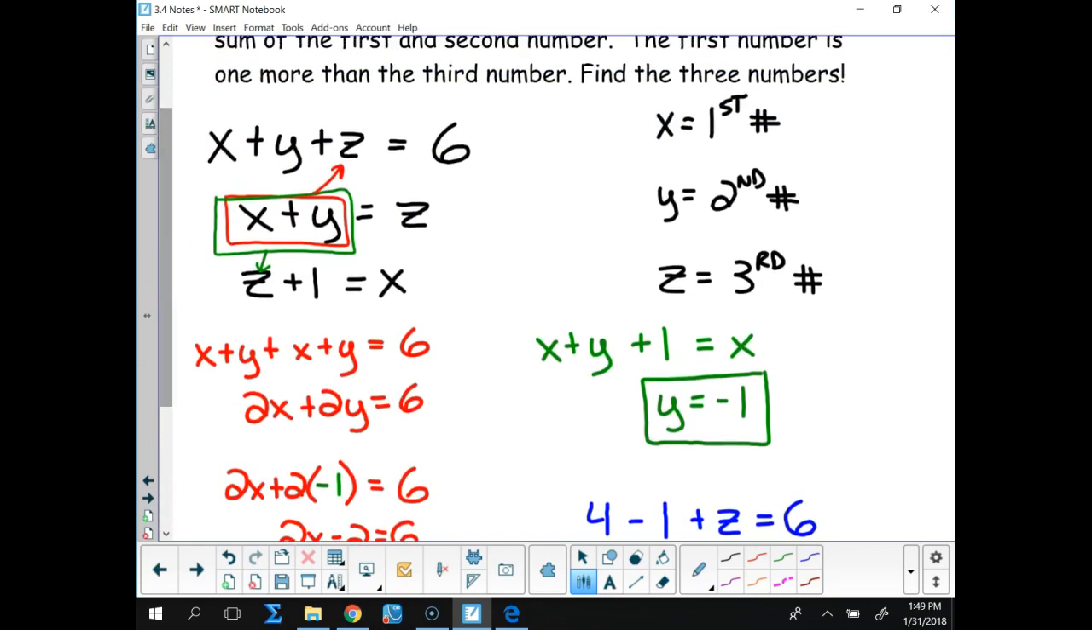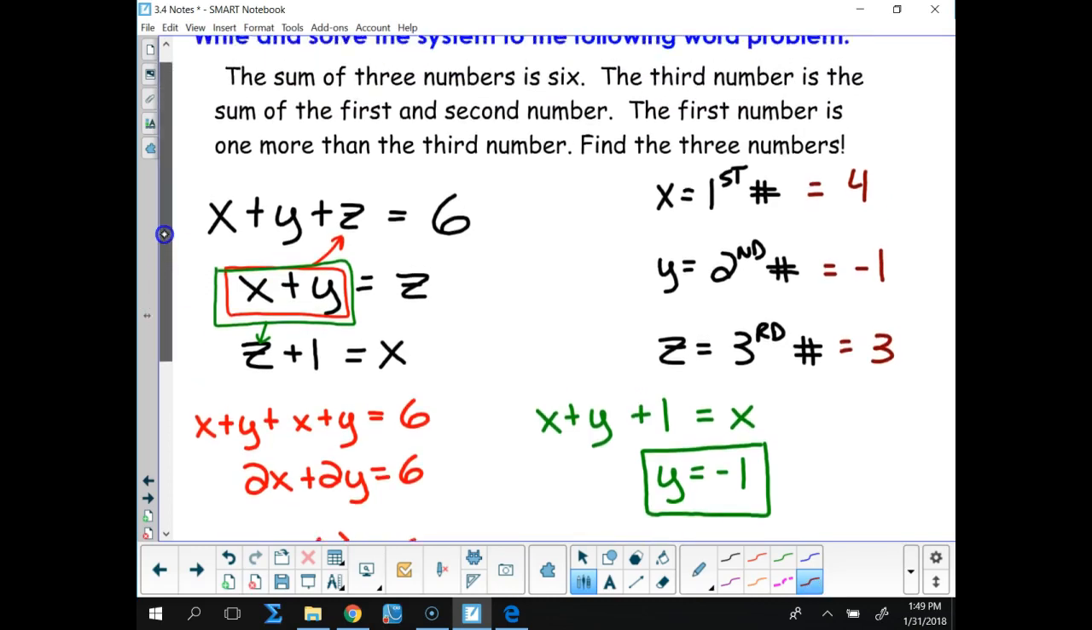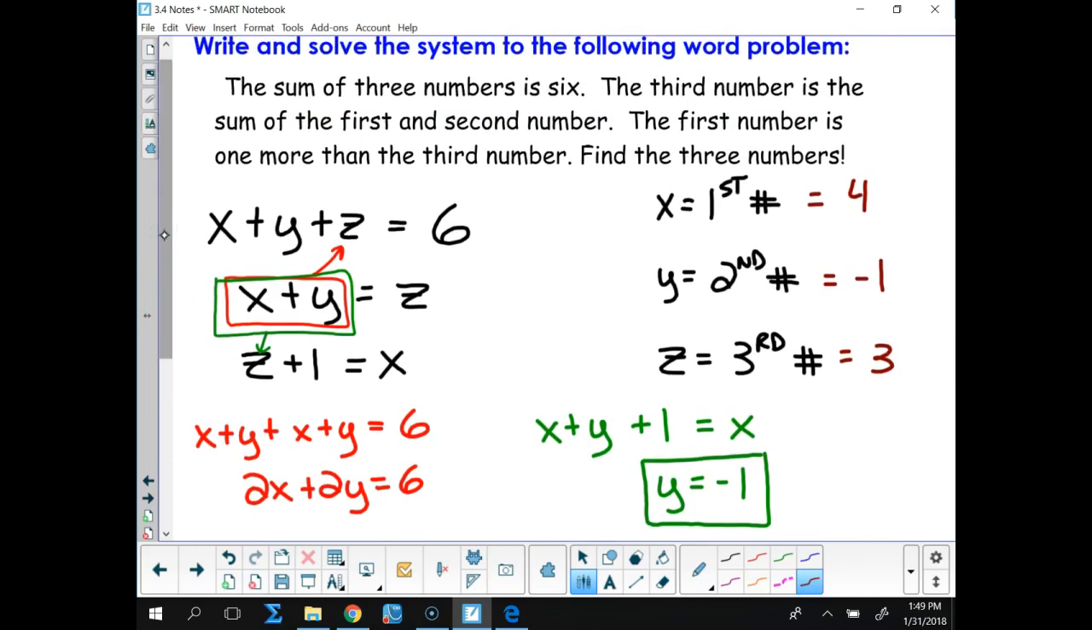So my first number is 4. My second number is negative 1. And my third number is 3. The sum of three numbers is 6. 4 plus negative 1 is 3, plus 3 is 6. Works out. The third number is the sum of the first and second numbers. 4 plus negative 1 is 3. 3 is equal to 3.